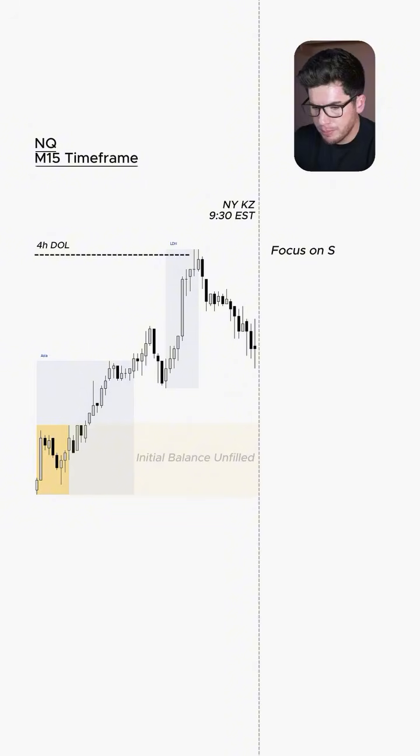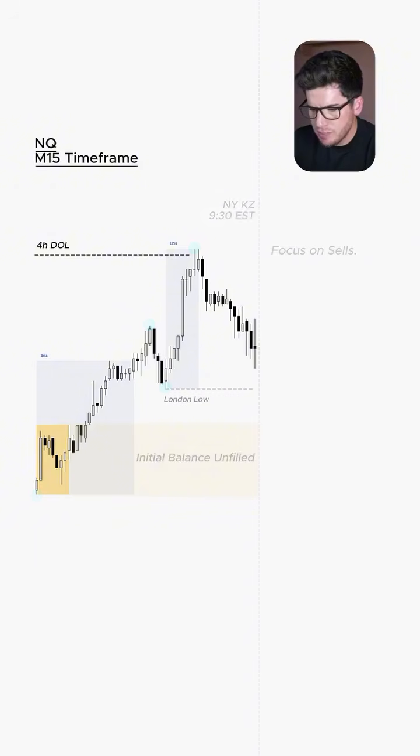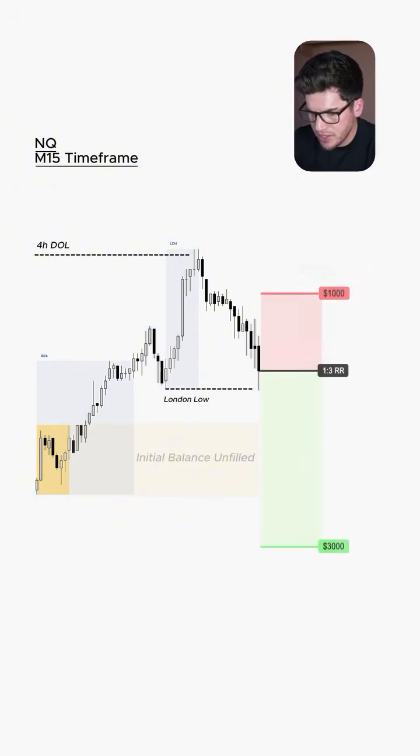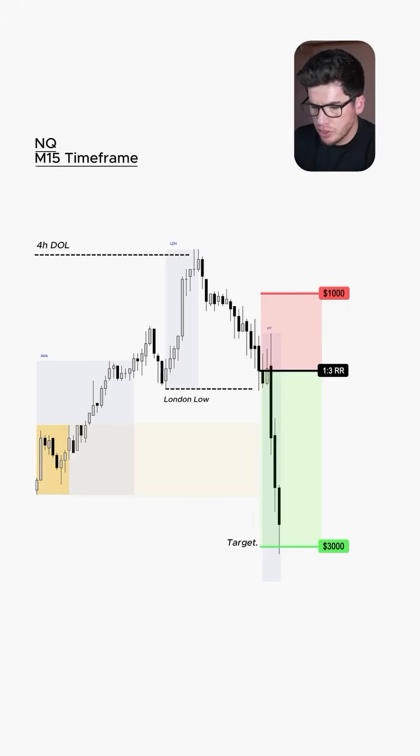Price opens above the initial balance, price continues higher and breaks further structure to the upside during the London session, but the initial balance has not yet been mitigated. So you would expect London lows to be liquidity, New York travels straight down way beyond the initial balance, and you could utilize this as your bias for the day, taking shorts.